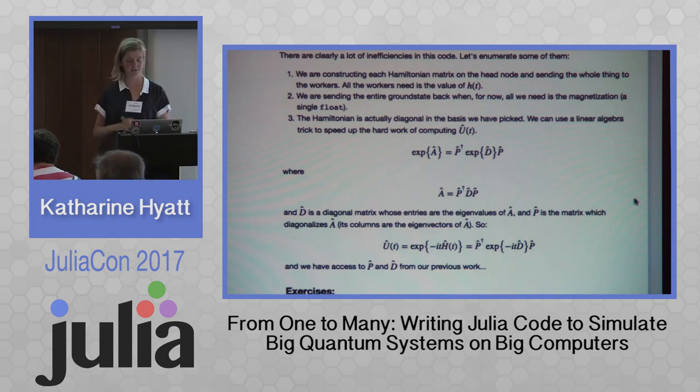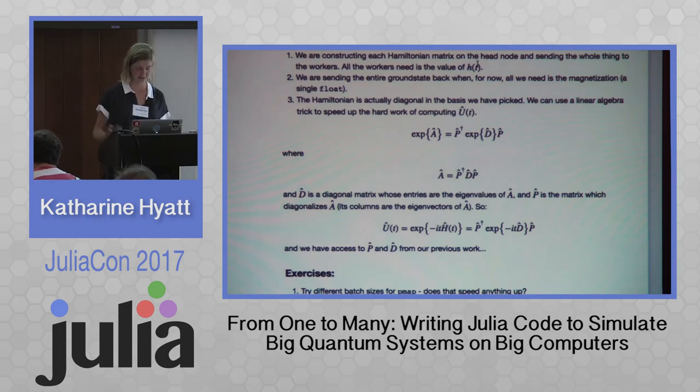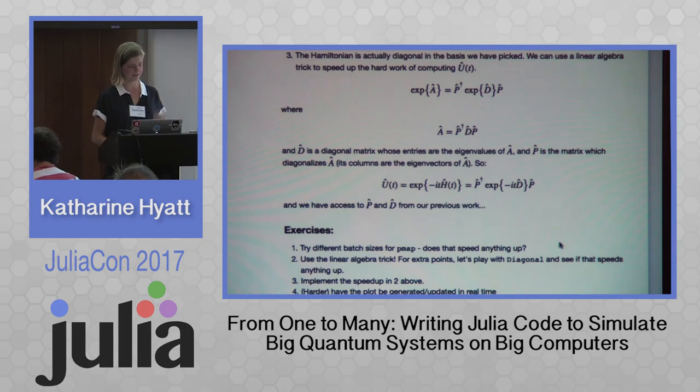What CachingPool will let us do is store the Hamiltonian between runs of time evolve on each worker, so we don't have to copy it over every time, which will probably make things run quite a bit quicker. And then the only thing the workers would really need would be the value of h at time t, which is always the same in our case. The other thing we could do to make this a lot faster is not send the entire vector back, since the only thing we really care about is the magnetization. So you could compute that locally and send it home. And the final thing we can do is use a linear algebra trick, since the Hamiltonian that we're quenching with, the one with no transverse field, is actually diagonal in this basis of zeros and ones.